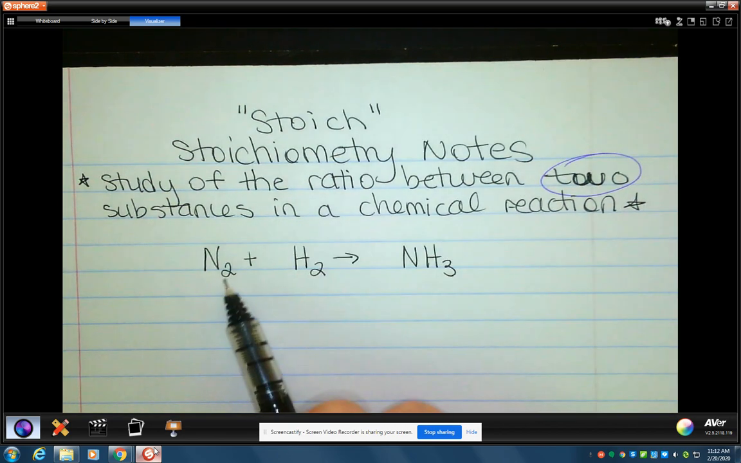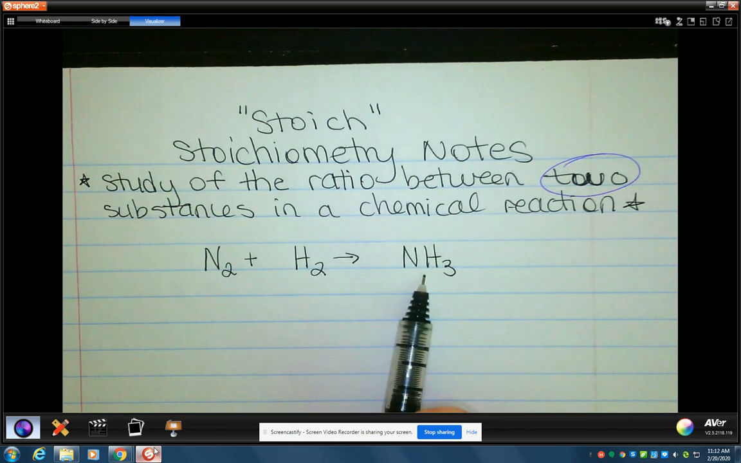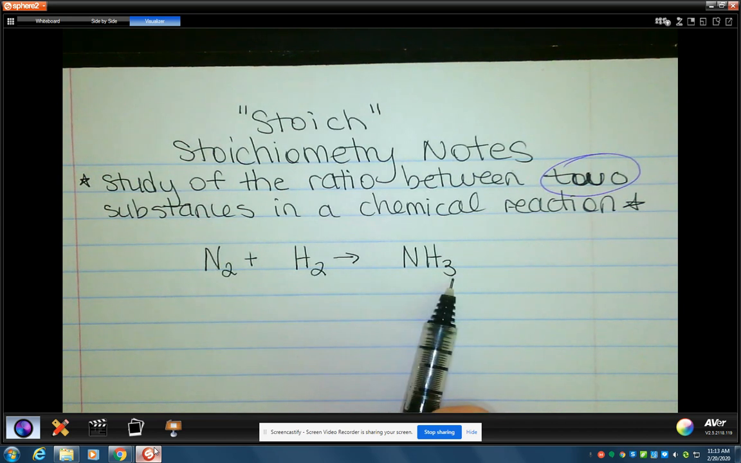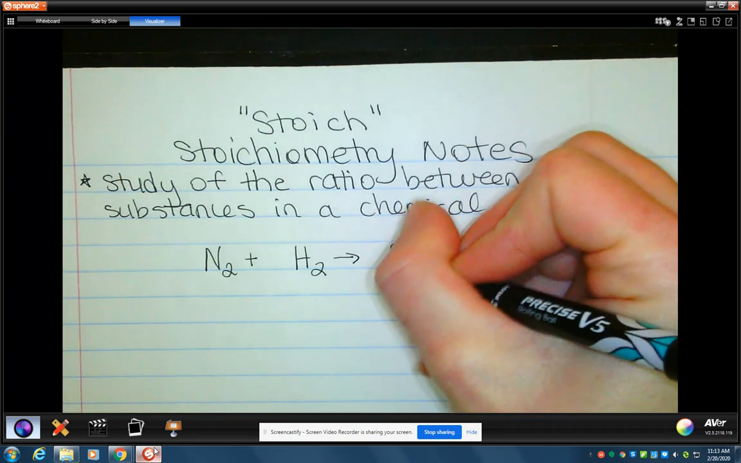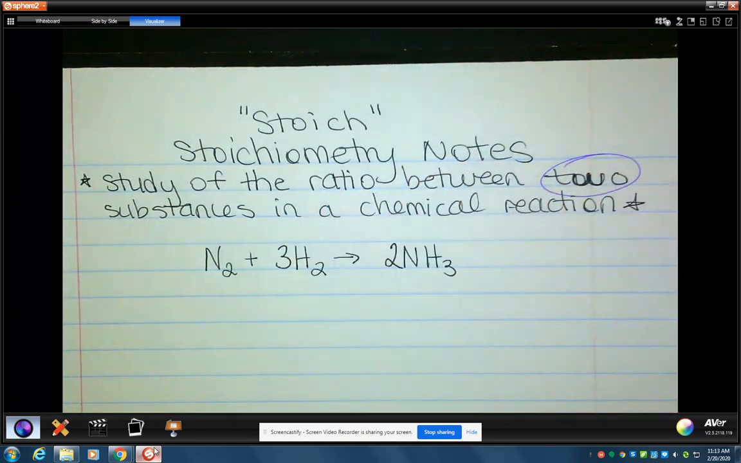Right now, it's not balanced. I have 2 nitrogens here, 1 here, I have 2 hydrogens and 3 hydrogens. So before you can even start a stoichiometry problem, it must be balanced. I'm going to go ahead and balance this. If you're still confused on how to balance, I have other videos on balancing that you can watch. You can go to tutorials, anything like that that you need. So this is now balanced.